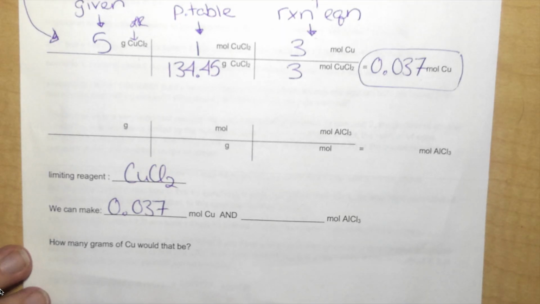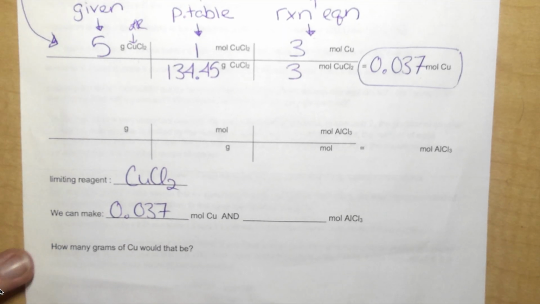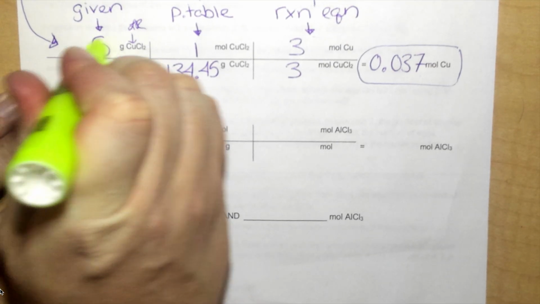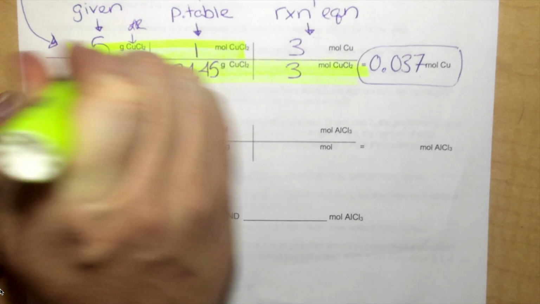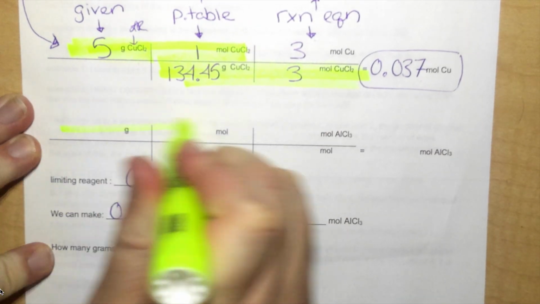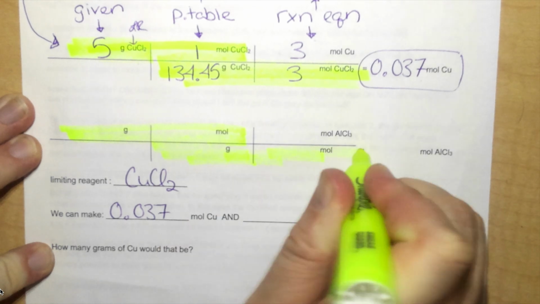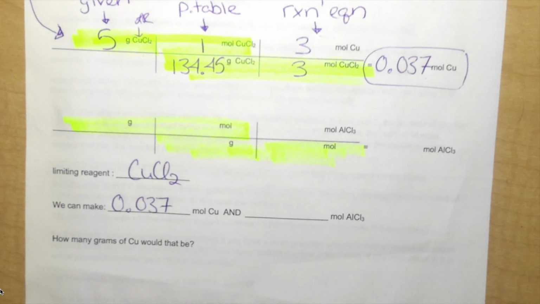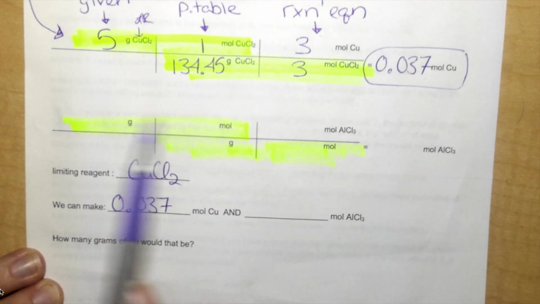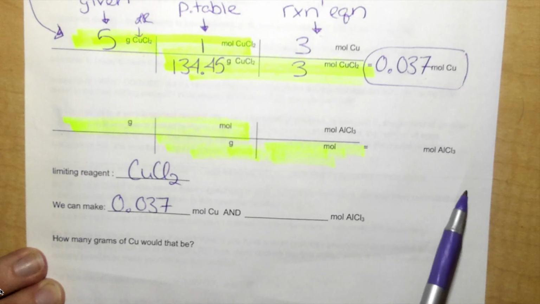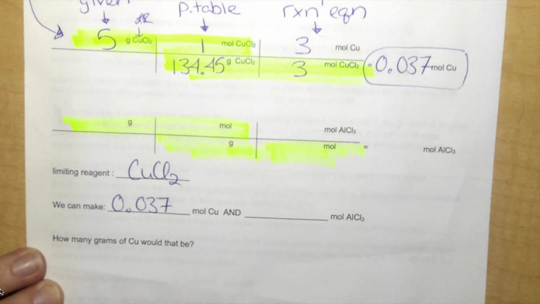Now, once you do that, that's the hard work, okay? This table down here is actually a little bit easier, because once we've already figured out what the limiting reagent is, these 4 boxes are just going to get copied into these spots right here, okay? So, because the copper chloride is determining how much copper we can make, the copper chloride is also going to determine how much aluminum chloride we can make.